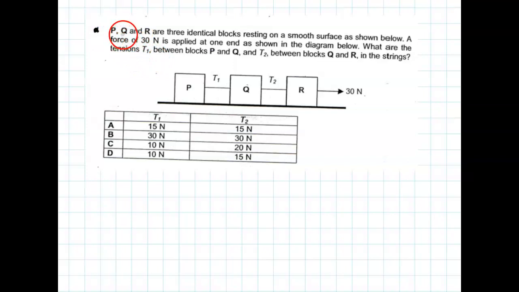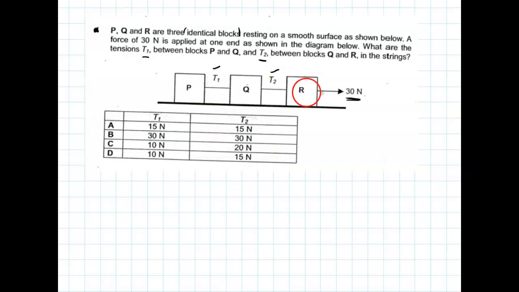You see here there are three identical blocks, P, Q, R, resting on a smooth surface as shown below. A force of 30 Newton is applied at one end. What are the tensions T1 and T2? In between these blocks, PQ and QR, there are tension forces. When the 30 Newton force is acting on this side, this string and this string will experience a tension force.